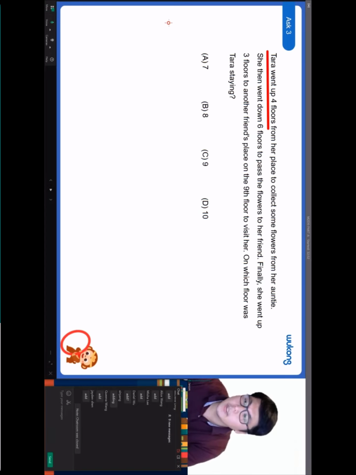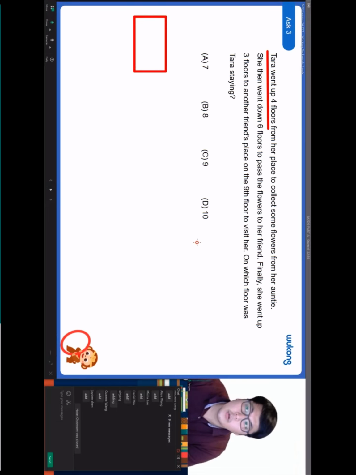So we need to draw the flowchart. Do we know what floor Tara is living on right now? We only know that she went up 4 floors. We don't, so we have an empty box and an arrow going up 4 floors to see her auntie. And then what happened next?